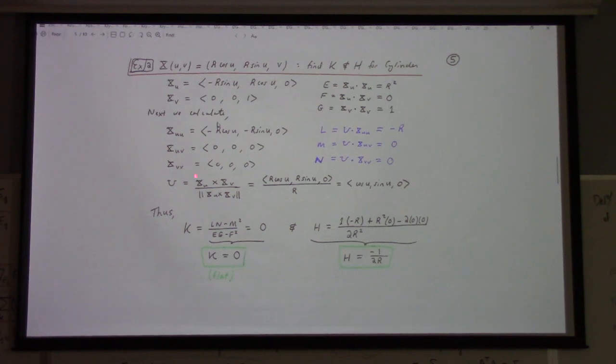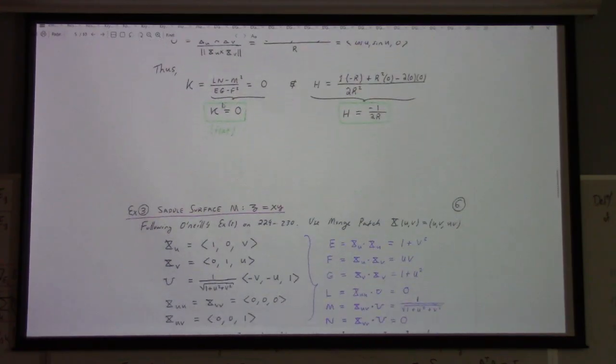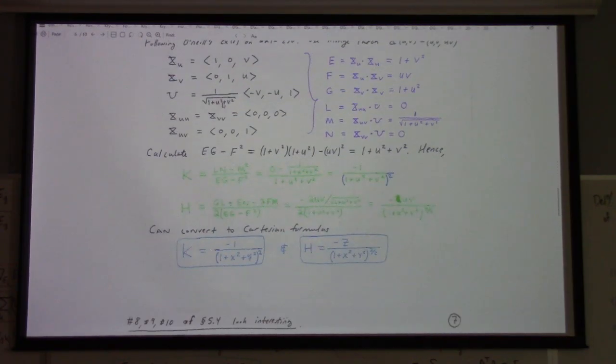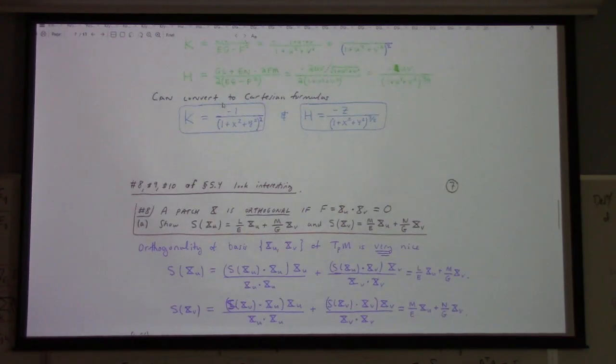So the parameterization of the cylinder, the Gaussian curvature for the cylinder is 0. The mean curvature is not 0, because the cylinder is curved, right? But it's not intrinsically curved, because if you were to imagine yourself on the cylinder, the geometry you would experience as an ant or whatever would be a flat geometry. Unless you walked around too far and got back to where you started. That would maybe be a hint something funny was going on. Here's the curvature for the saddle surface.